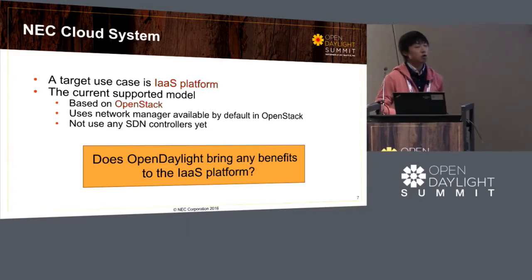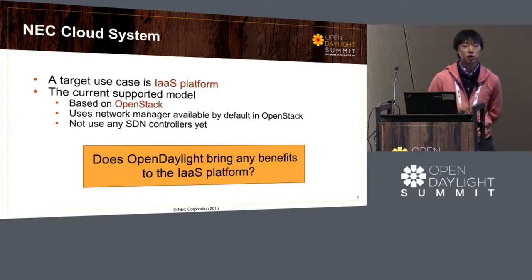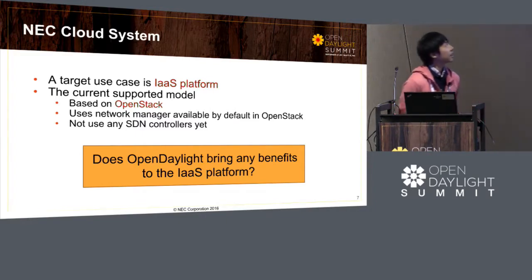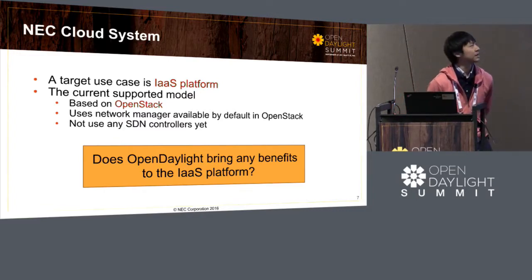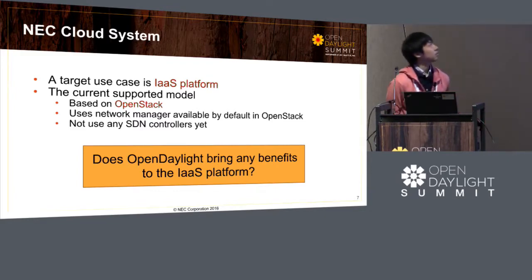One target use case of our solution is the IaaS platform, Infrastructure as a Service. The currently supported model of our solution is based on OpenStack, and it uses the network manager available by default in OpenStack, which is the OVS agent. I mean that our solution doesn't use any SDN controllers yet.